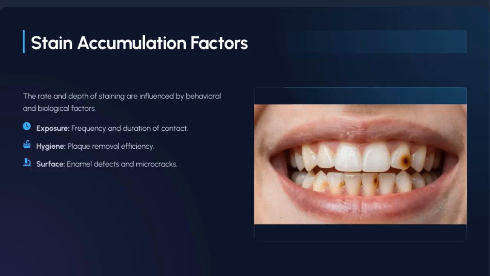Let's take a closer look at some of the factors that influence stain accumulation on teeth. First, surface conditions play a significant role. Enamel defects and microcracks can create areas where stains are more likely to adhere and linger. Next, hygiene is crucial. Effective plaque removal helps minimize the buildup that can trap stains and make them more persistent. Exposure is another key element. How often and for how long teeth come into contact with staining agents directly impacts stain development.